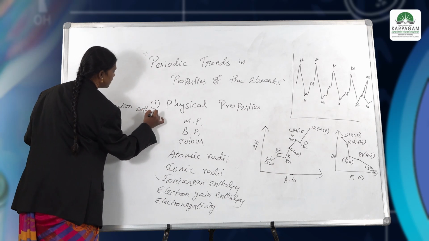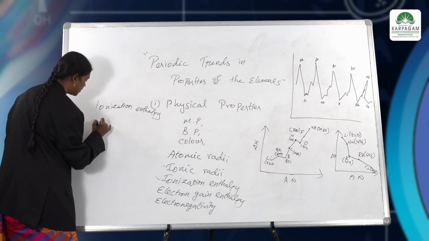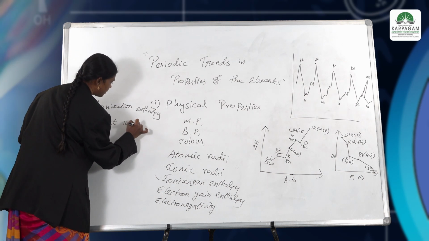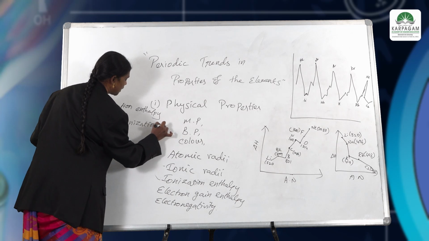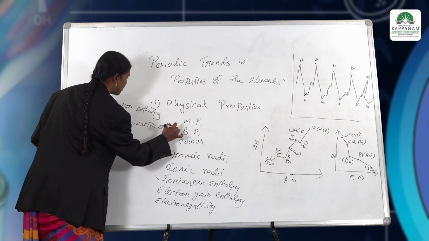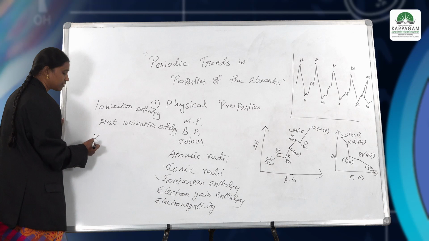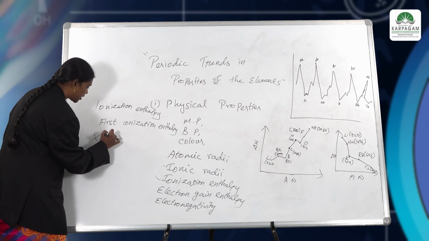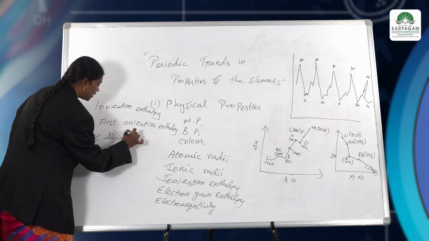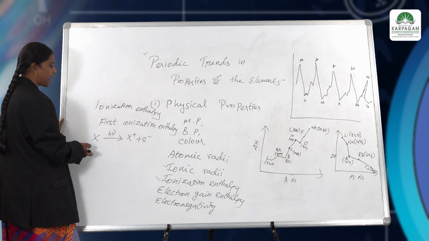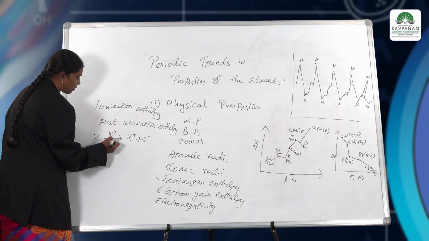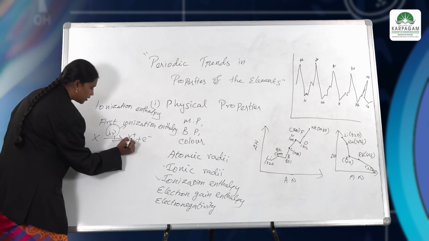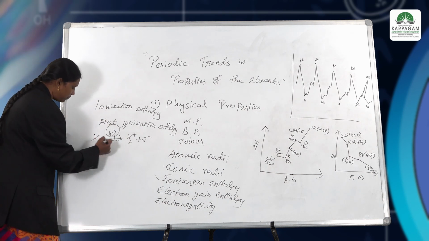Ionization enthalpy is of two types. One is first ionization enthalpy. What is meant by first ionization enthalpy? Here X is considered as an atom or an element, and we put in energy, and one electron is emitted from that atom or element. This energy is called first ionization energy, and it forms an ion from the atom.